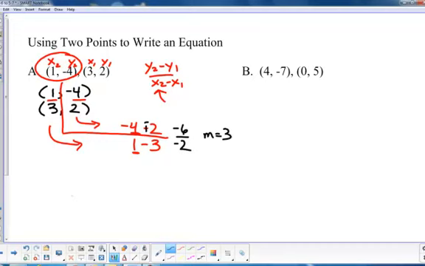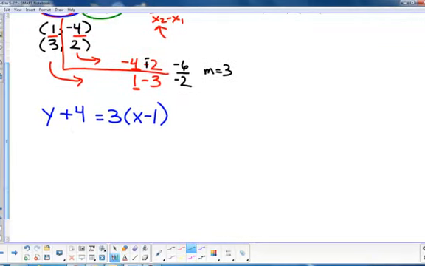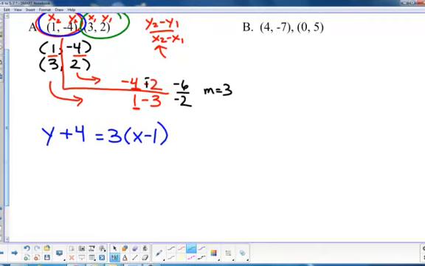So my point slope form, I can use either point. So I'm going to write the first one with the first set of points. y minus negative 4, that's plus 4, equals m times x minus 1. I'm going to write my second point slope form with this point. Whoa, went too far. y minus 2 equals 3, which is my m, times x minus 3. Now, just to show you, I'm going to put both of these in y-intercept form.